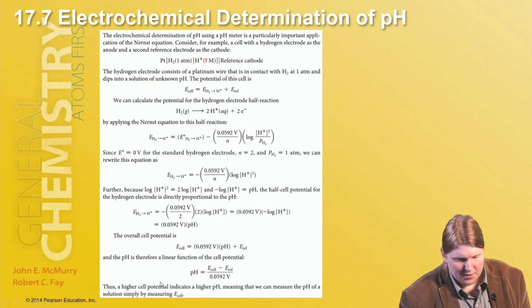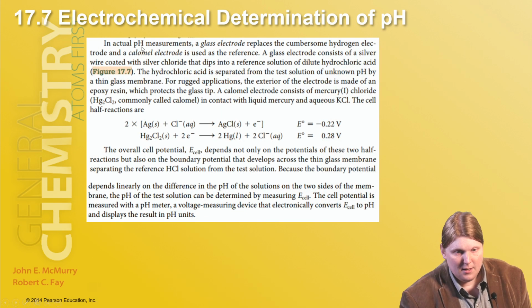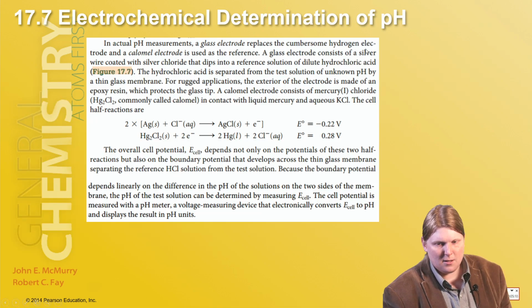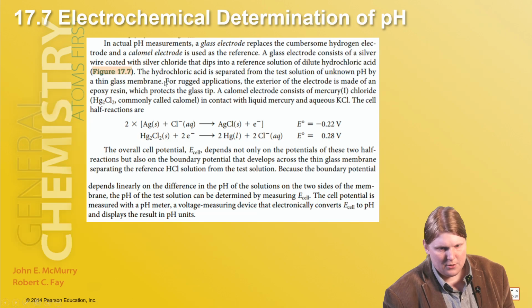So they say a higher cell potential indicates a higher pH. So we can use this to measure pH itself, and the hydrogen ion becomes the reference ion for that system. In actual pH measurements, a glass electrode replaces the cumbersome hydrogen electrode, and they call the calomel electrode used as a reference. It could in theory be other references. It's typically silver chloride with dilute hydrochloric acid like we described. This is all very true.